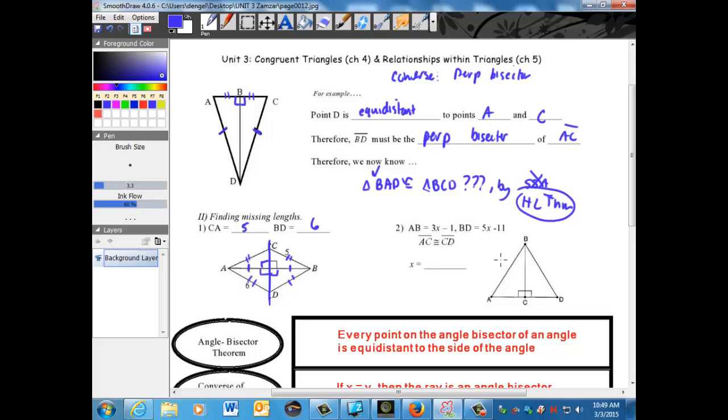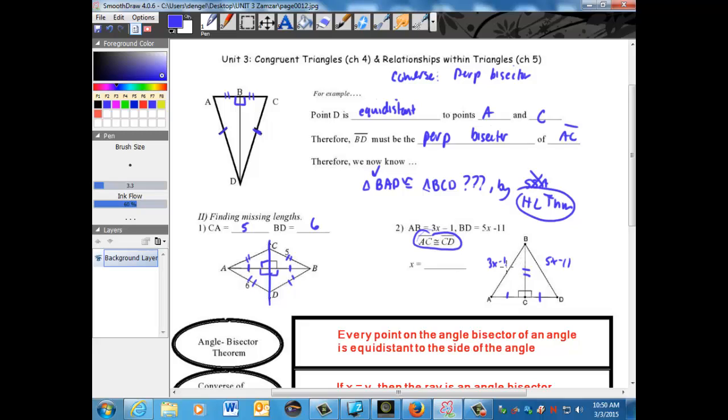Over to the right, if AB is 3x minus 1 and BD is 5x minus 11, first we have to prove that these two sides are the same. Alright, we're told in the problem that AC is congruent equal to CD. Without this piece, we would not be able to solve this problem. And since we're given that, we can put a mark here and a mark here. And we also know that by reflexive, this segment is equal to itself. So these two triangles are congruent.